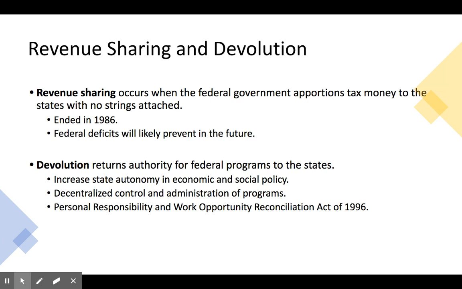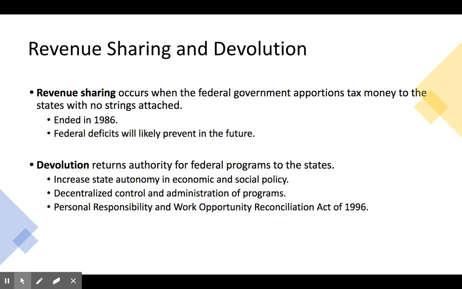And then the last thing on here is devolution, and this returns authority for federal programs to the states. So moving that authority for different types of federal programs from the national government to the state government. So there's an increase in state autonomy in economic and social policy, and then there's decentralized control and administration of programs. So the federal government's no longer in charge of these programs, the state government is.